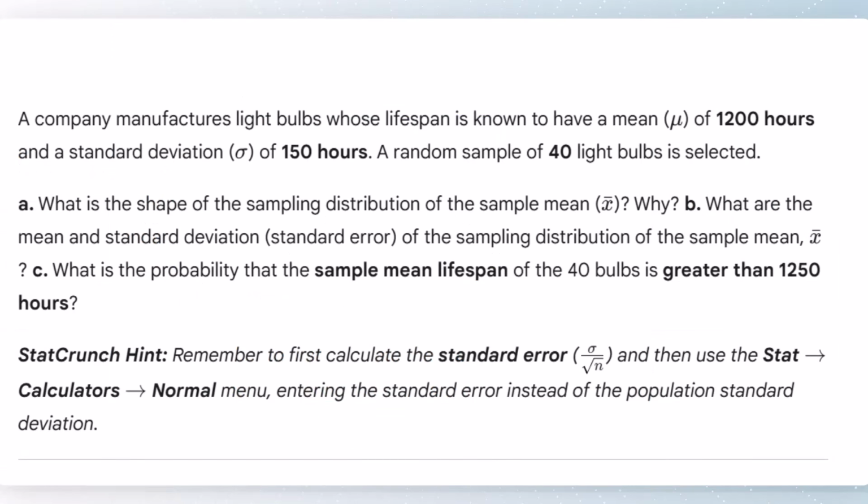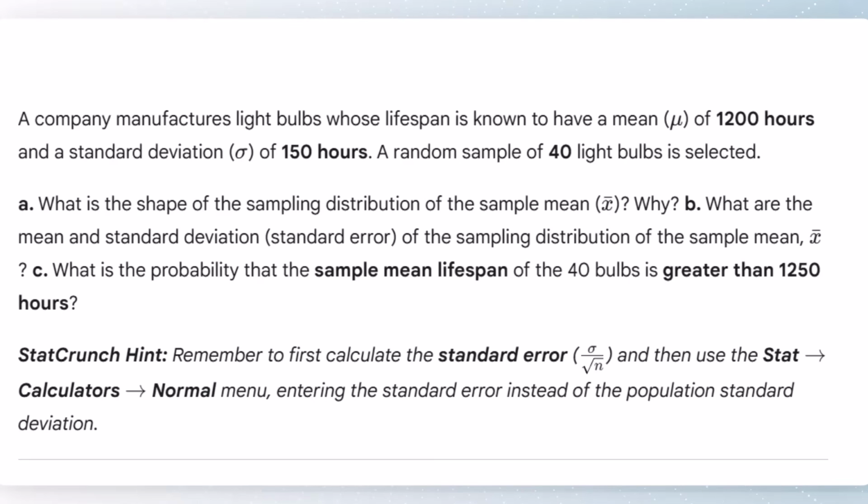Okay, the next question has to do with the central limit theorem. A company manufactures light bulbs whose lifespan is known to have a mean of 1200 hours and a standard deviation of 150. We select a random sample of 40 light bulbs. Once you have a sample involved, it's going to be the central limit theorem, and the question is going to be about the sample mean.